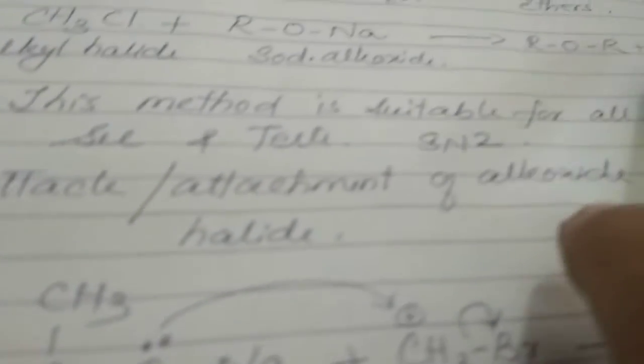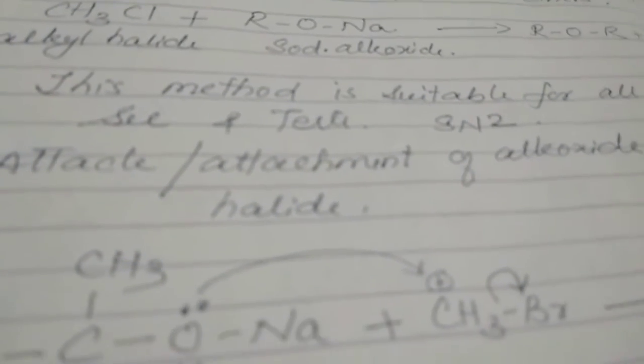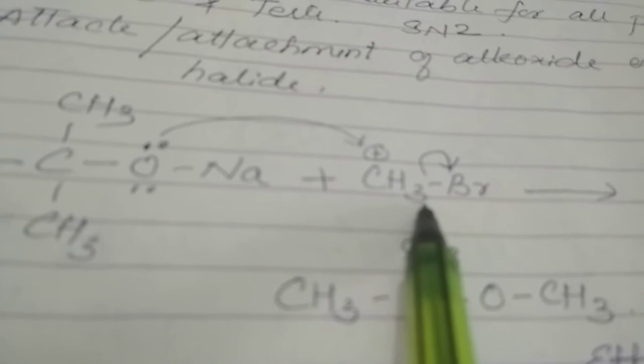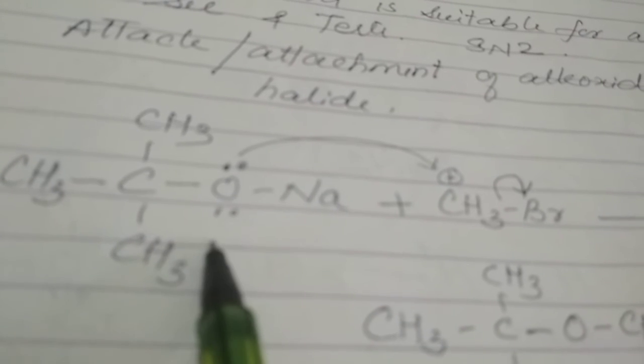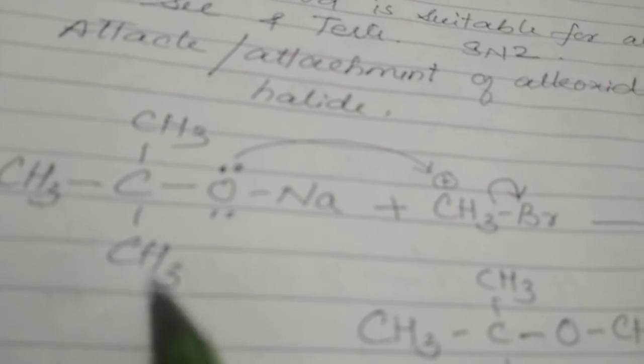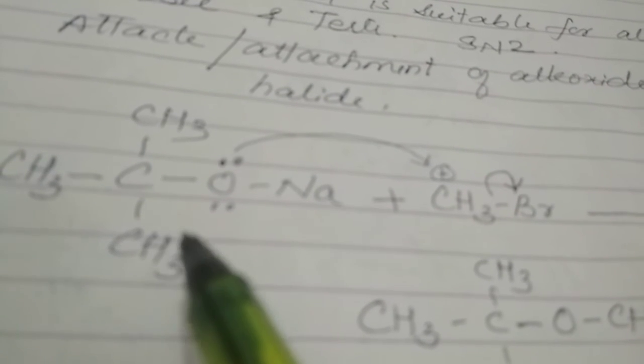Now here we will see the important thing in the reaction. Here we have taken the primary alkyl halide, but the sodium alkoxide that we are taking can be secondary, tertiary, or primary, whatever. Taking this part as tertiary or secondary doesn't have any impact on the preparation of ether. Keep that in mind.